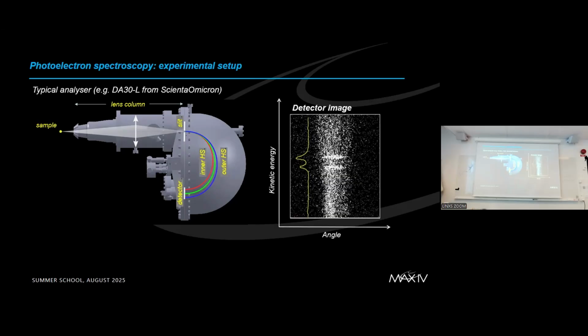And on the detector, the image will look like that. In the case of angle integrated spectroscopy, when we are not interested in angle, we are just averaging over the angle, and we get this integrated signal, which is our XPS spectrum. In the case of ARPES, we are also interested in the angular distribution of these electrons, and we are also using a different lens and different focusing system.